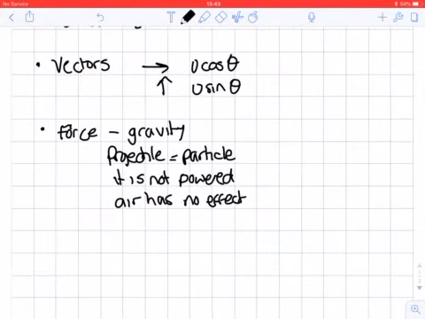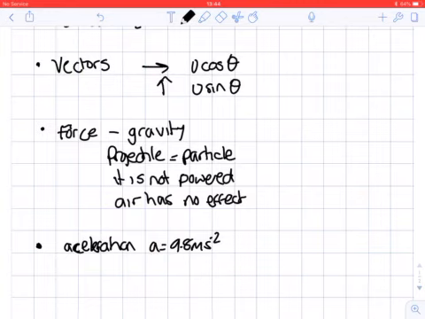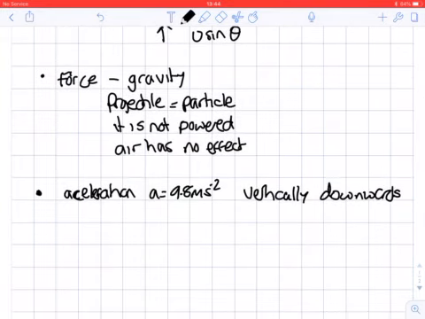Other key things we need to remember is that a projectile will experience an acceleration due to gravity of 9.8 meters per second squared vertically downwards. As soon as it's projected, it's obviously being dragged back down to the earth by the force due to gravity, and that is an acceleration of 9.8 meters per second every second.